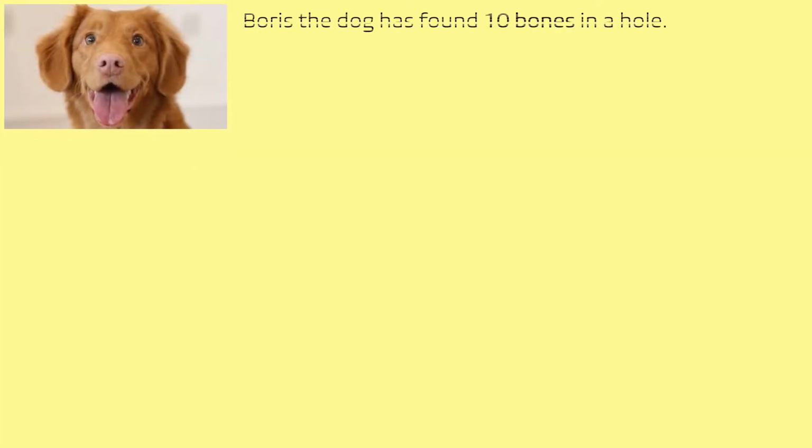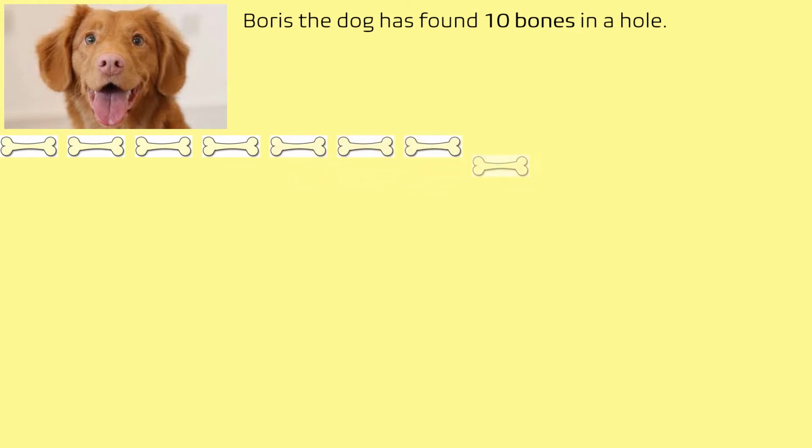Okay, children, well done. You found what half of 8 was. You found out what half of 8 was by sharing it into 2 groups, by splitting it in half. Shall we have a go at another problem now? Right, oh, look at that beautiful dog. This is Boris the dog, and he has found 10 bones in a hole. Got 1, 2, 3, 4, 5, 6, 7, 8, 9, 10.